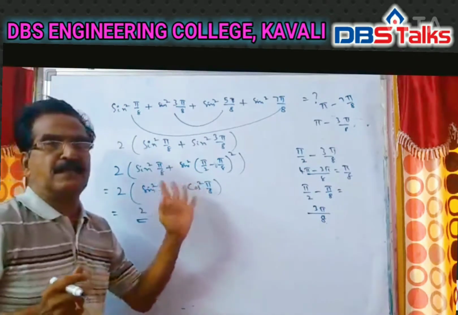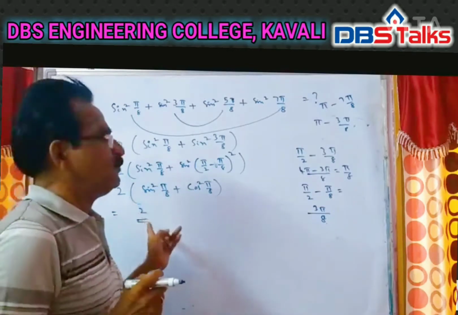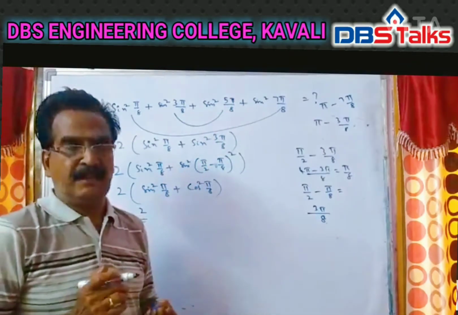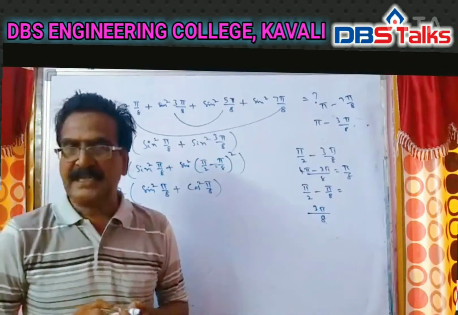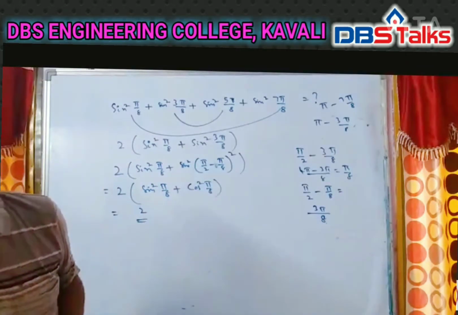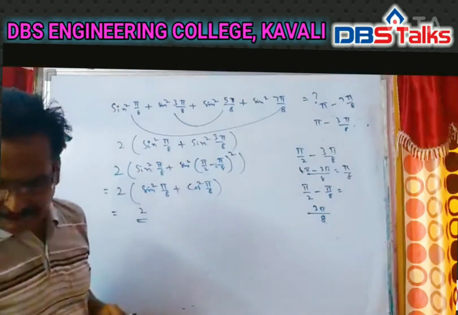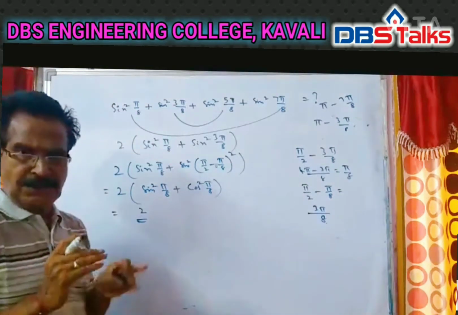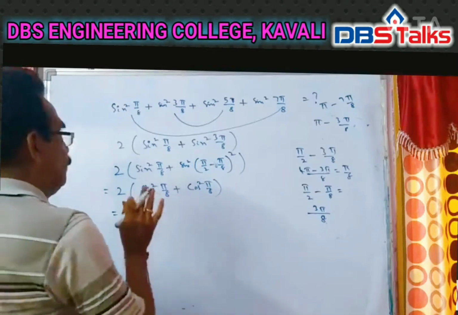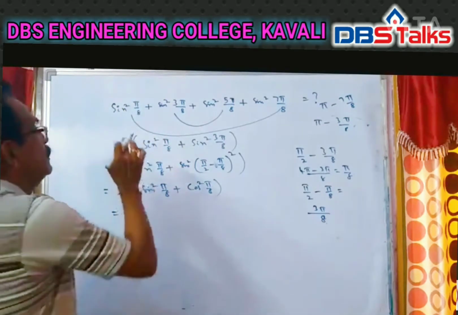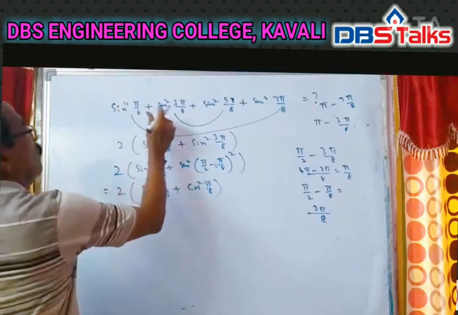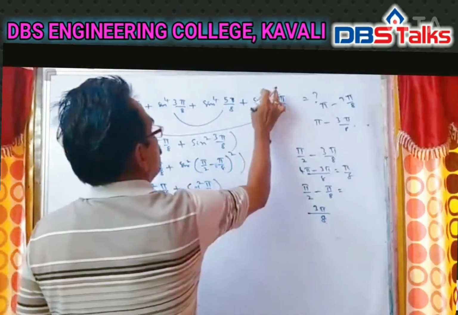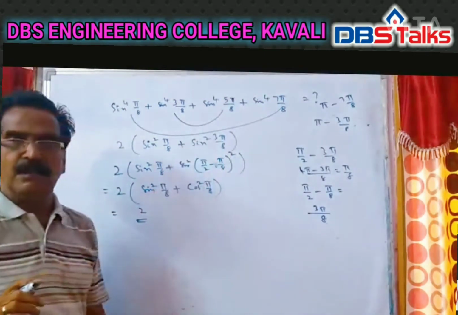Sin square pi by 8 plus cos square pi by 8 is equal to 1. 2 into 1 is 2. So when odd terms are given, the answer is always 2. Now let us see sin power 4. Same thing: sin power 4, sin power 4, sin power 4, sin power 4.